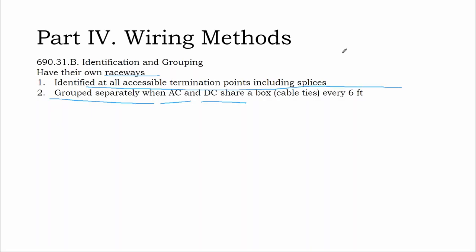They need to be identified at all points, including splices. Which one's positive, which one's negative. Identification can be the colored cable plus numbers, or it could be colored tape plus numbers.